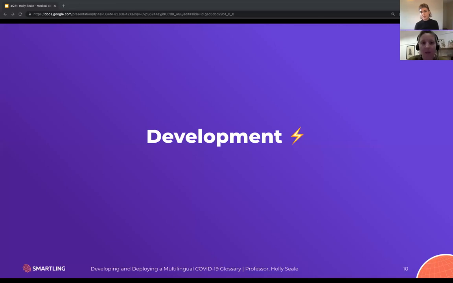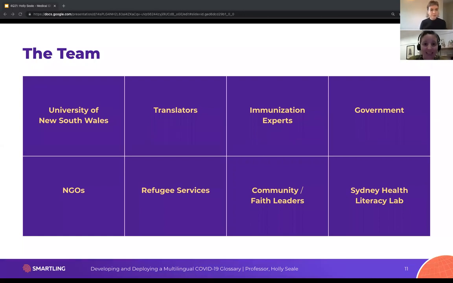So when we settled on this glossary, we identified that we needed it to focus on the development of the COVID vaccines. We needed it to focus on the delivery of these vaccines, and it also needed to focus on the safety element. If we skip to the next slide, you will see that we ended up having quite a diverse team when it came to the development process.